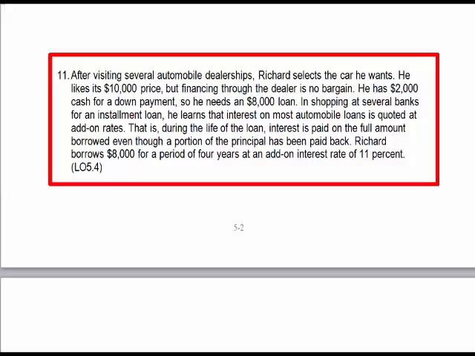In shopping at several banks for an installment loan, he learns that interest on most automobile loans is quoted at add-on rates. That is, during the life of the loan, interest is paid on the full amount borrowed, even though a portion of the principal has been paid back. Richard borrows $8,000 for a period of 4 years at an add-on rate of 11%. What's the total interest on his loan?